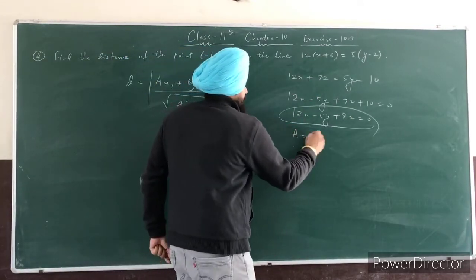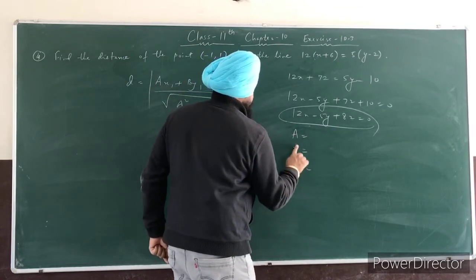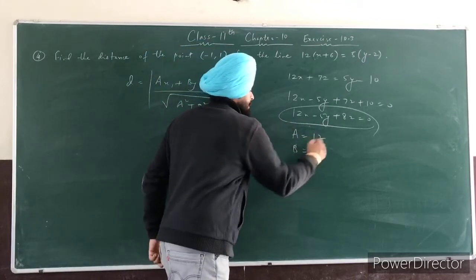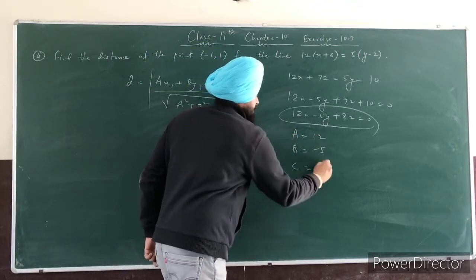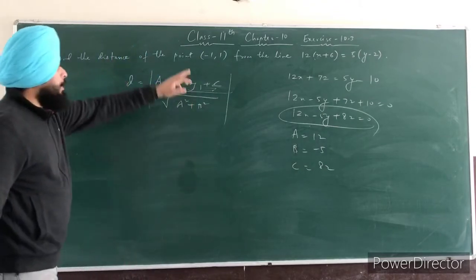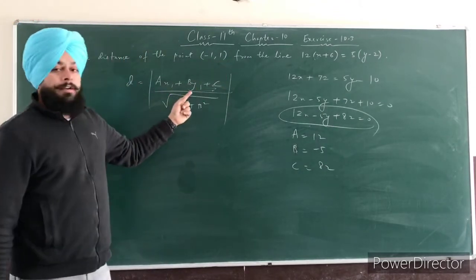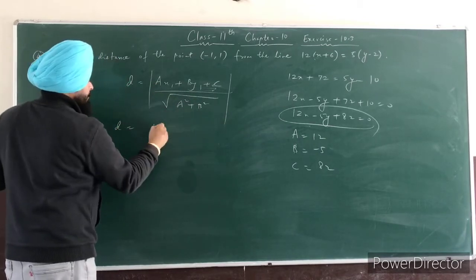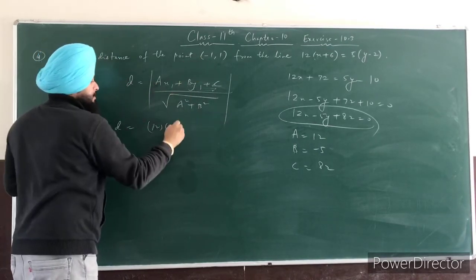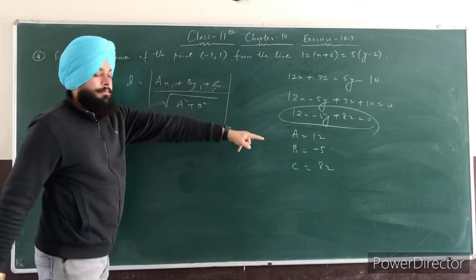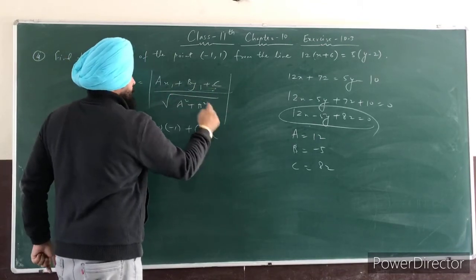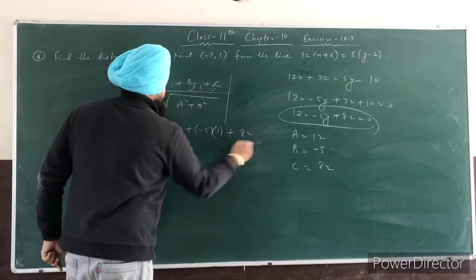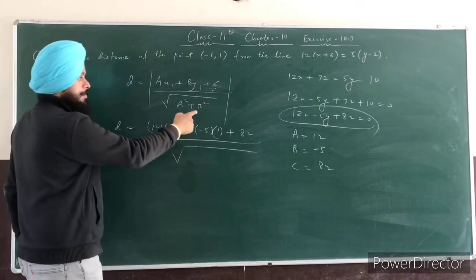Now compare A, B and C from this given equation. The value of A is 12, B is -5 and the value of C is 82. Now this point (-1, 1) is what? It is x1 and y1. So now put these values: A is 12, the value of x1 is -1, the value of B is -5, y1 is 1, plus C, the value of C is 82, divided by √(A² + B²).